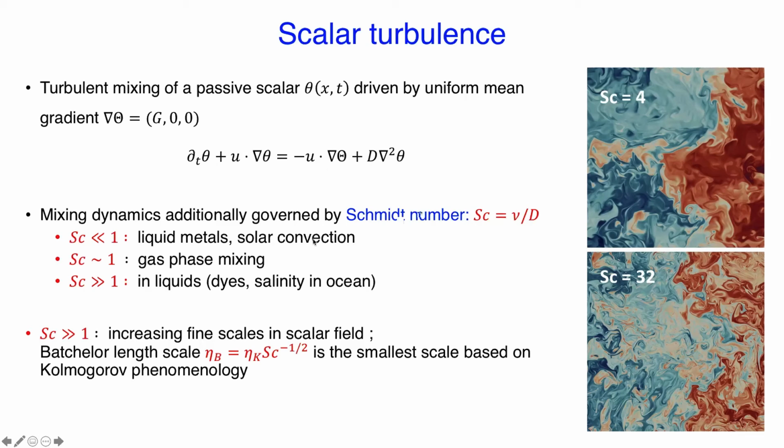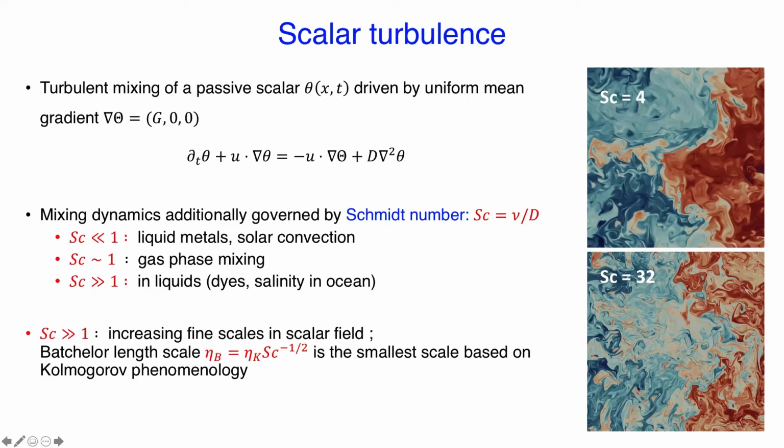This quantity varies across a huge range in nature and in engineering. For liquid metals and convection in the sun, the Schmidt number is extremely small, less than 1. For what we experience day to day in gas phase mixing, it's of order 1. And in liquids, for example dyes, or salt in the ocean, the Schmidt number is much, much larger than 1.